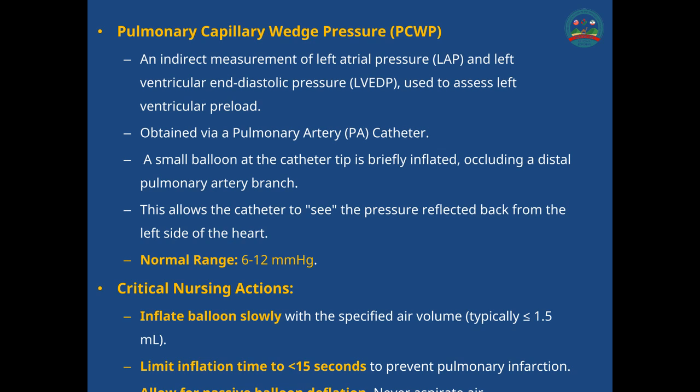Because wedging affects blood flow, there are important nursing responsibilities. We inflate the balloon slowly, using the exact volume specified, usually no more than 1.5 milliliters. Inflation time must stay under 15 seconds to avoid pulmonary infarction. We allow the balloon to deflate passively, never aspirate air. And we must confirm that the waveform returns from a wedge waveform back to a PA waveform. If it stays wedged, we notify the provider immediately.